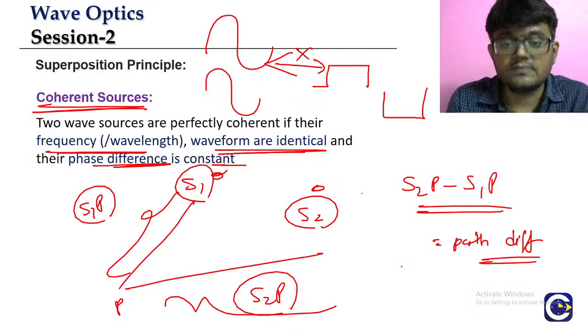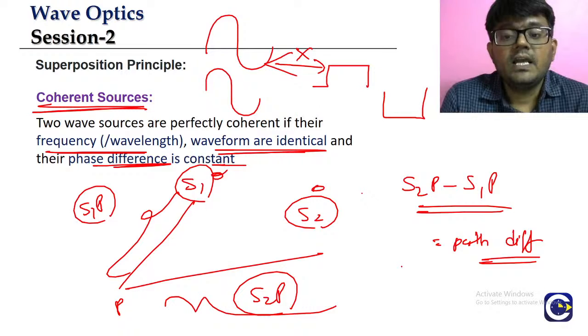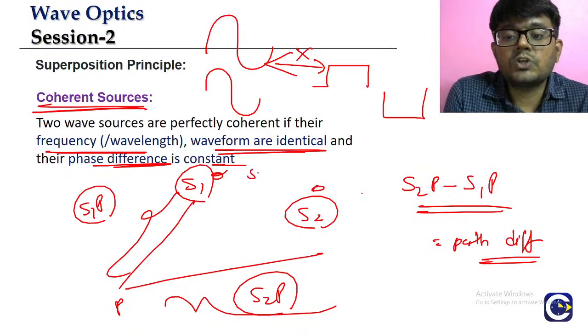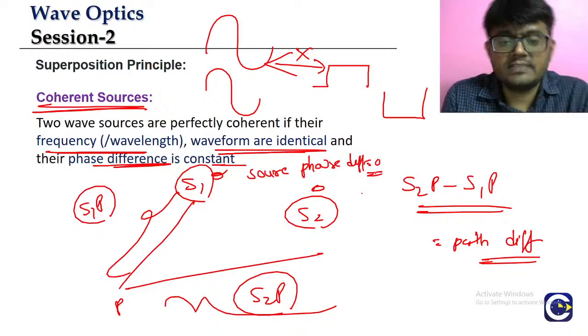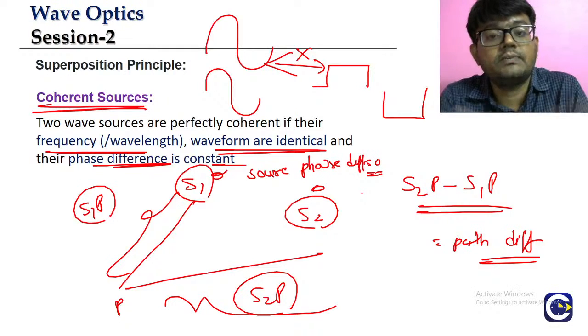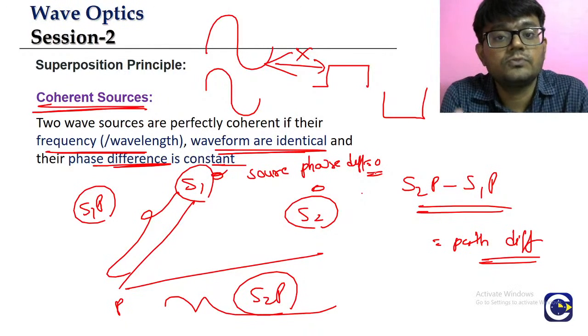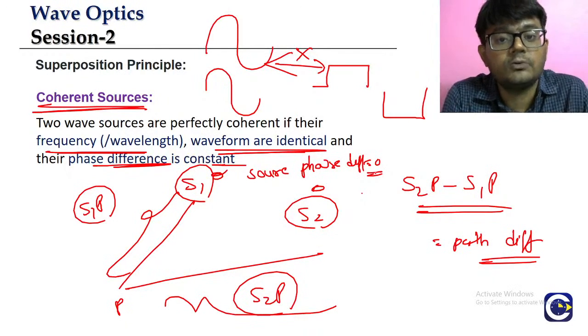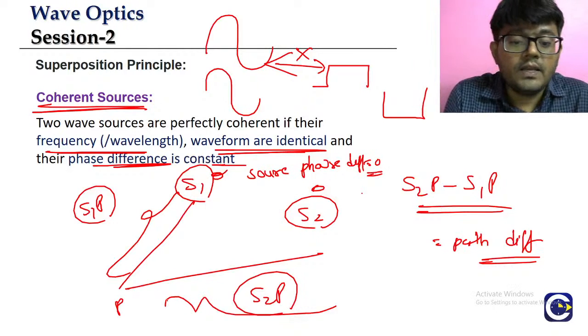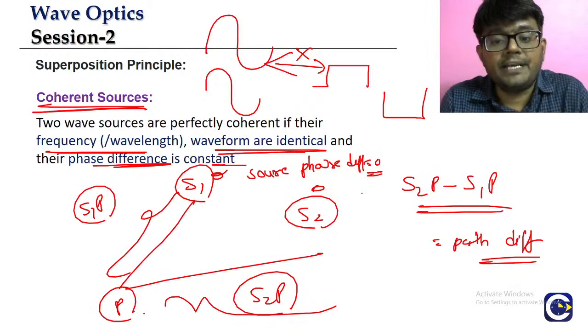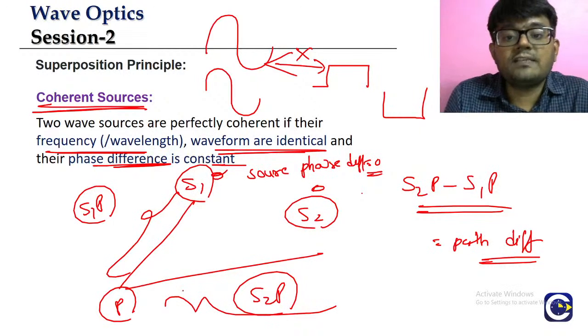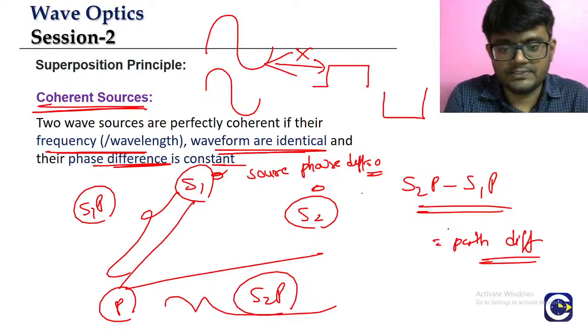Now this path difference also will create an additional phase difference. So for simplicity, let us say the phase difference at the sources is 0. We are saying it should be constant at the sources, but let's say it is 0. Then while the waves are reaching point P, the overall phase difference will be only the one that comes as a result of the path difference.